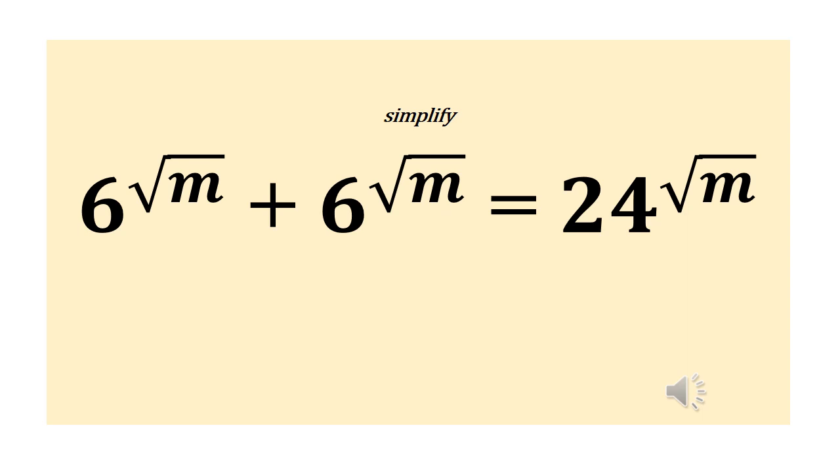Today we shall consider this simple question which says: if 6 raised to power square root of m plus 6 raised to power square root of m equals 24 raised to power square root of m, find m.